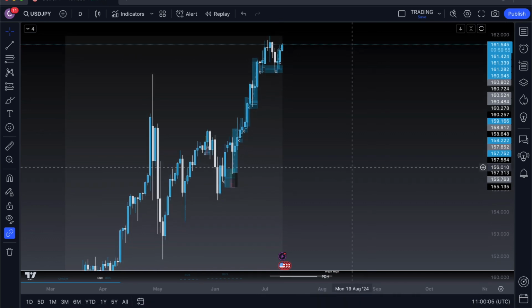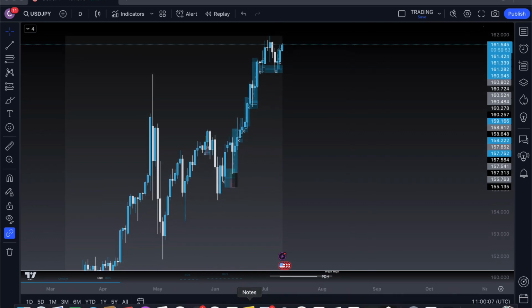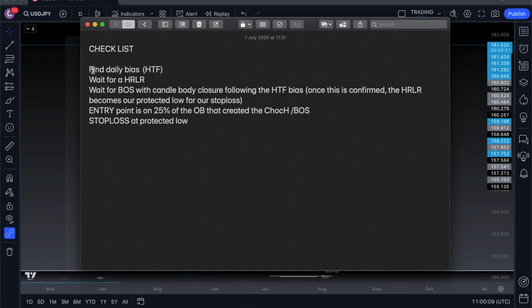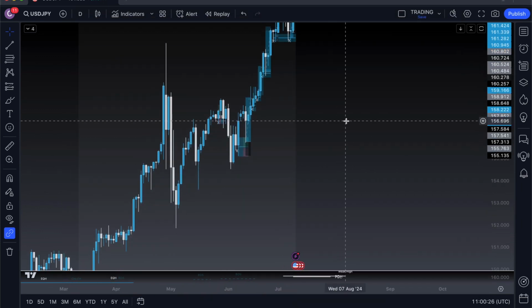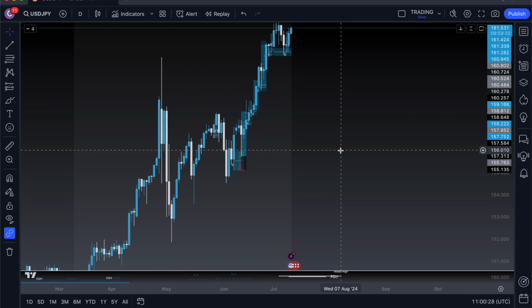First things first, we find our higher time frame bias once again. Like I said before, this is very mechanical. This is as basic as possible. We're not going to try and overcomplicate it. We just stick to the same checklist and we go through it until each thing's been ticked off. At that point, we enter. But until everything's been ticked off, we do not plan to enter. So first things first, find our higher time frame bias.